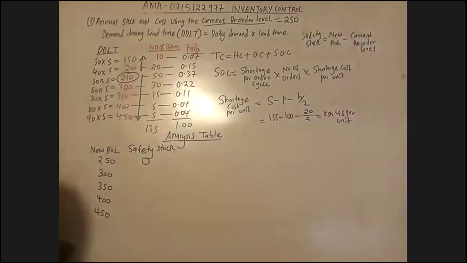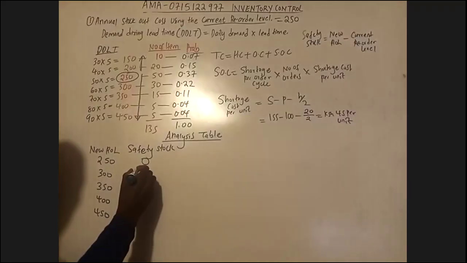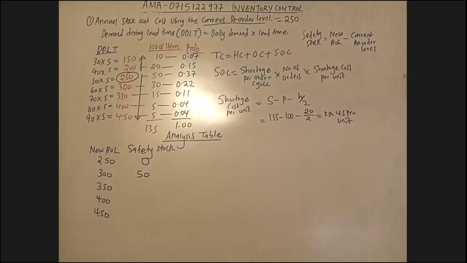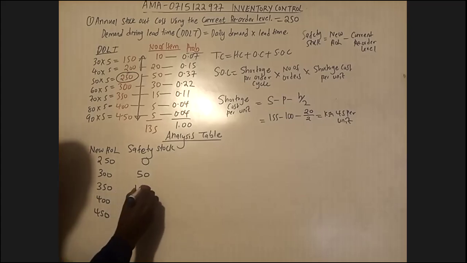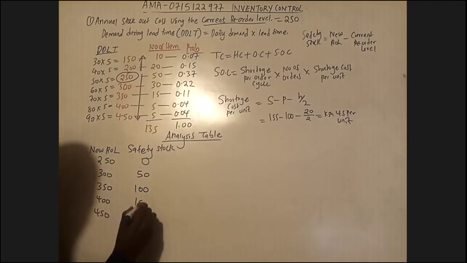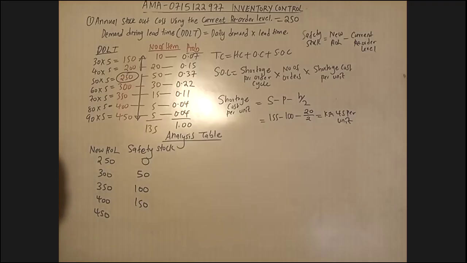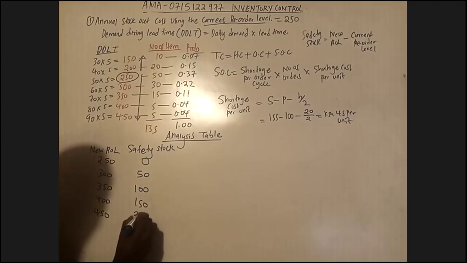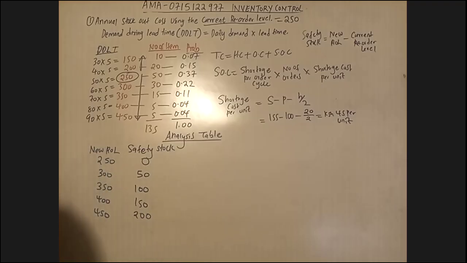Ya pili, 300 minus 250 ni 50. So our safety stock ni 50. Ya tatu, 350 minus 250, 100. Then 400 ni 150. Then 450 ni 200. Tukishamaliza hiyo table, twende holding cost.